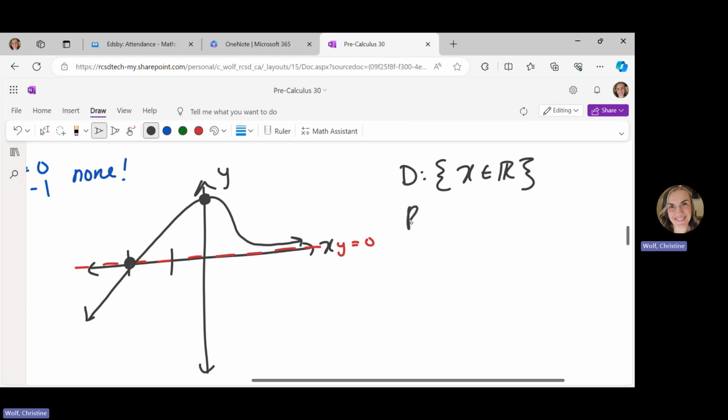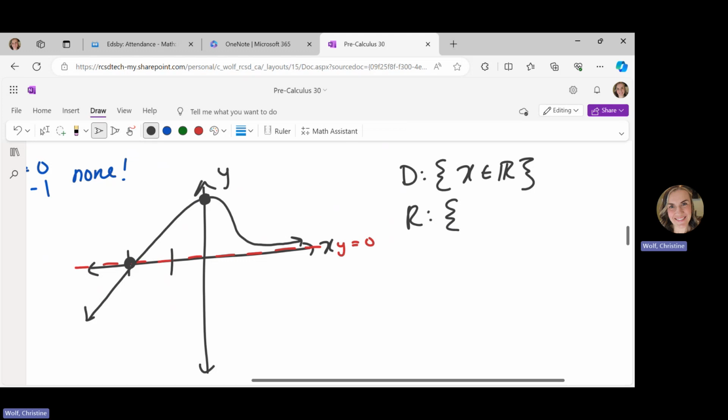Okay. Your range though, your range is usually affected by your horizontal asymptote, right? We're saying y cannot be that, but that graph doesn't care. It plows right through it anyway. So you will not say that y can't be equal to 0, because it can. It's doing it anyway.